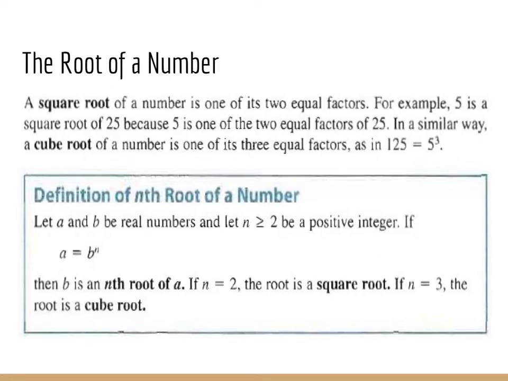Let a and b be real numbers, and let n, greater than or equal to 2, be a positive integer. If a is equal to b to the n, then b is an nth root of a. If n equals 2, the root is a square root. If n equals 3, the root is a cube root.